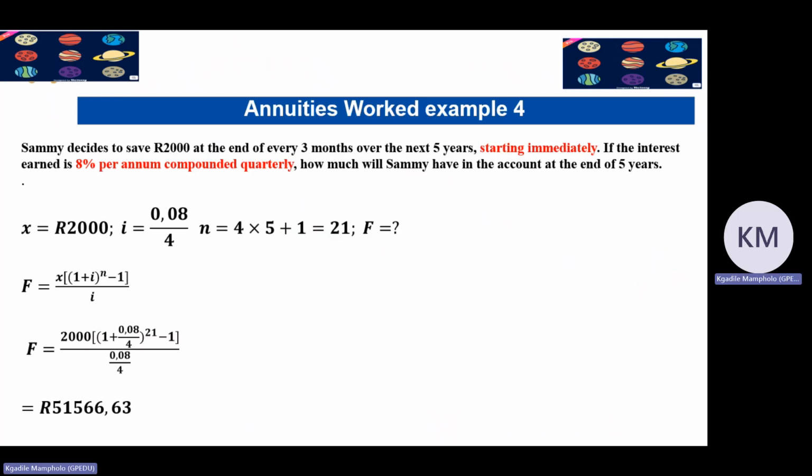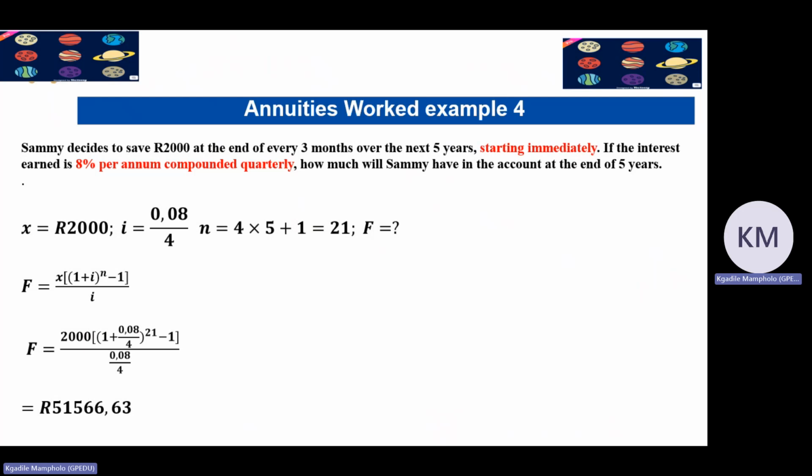So it's quarterly. So it means time must first be converted to quarters. Since the interest is compounded quarterly, first of all, X is 2,000, our fixed payments. We convert R to I, then it will be 0.08, and then N is 4 times 5. Why do you say 4 times 5? Because it's compounded quarterly. So we convert years to quarters. Then since it started immediately, we add +1.